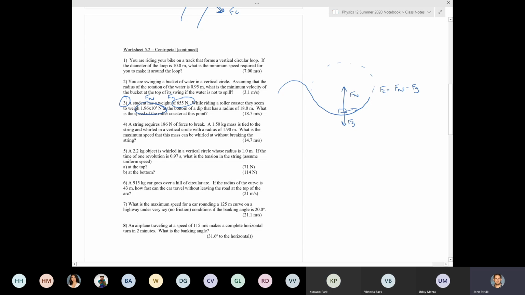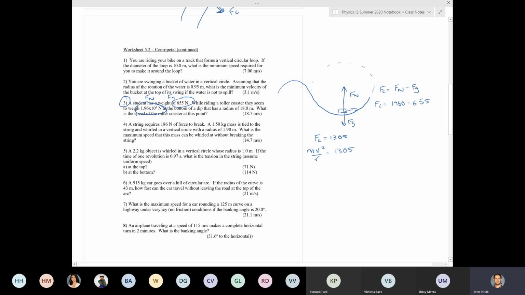So in terms of everything we have, well, let's find Fc first. So Fc is going to be 1,960 newtons, that's our apparent weight, minus the actual weight, 655 newtons. So 1960 minus 655, and so we get Fc equals 1305 newtons. And then we have mv squared over r equals 1305, because Fc is mv squared over r.